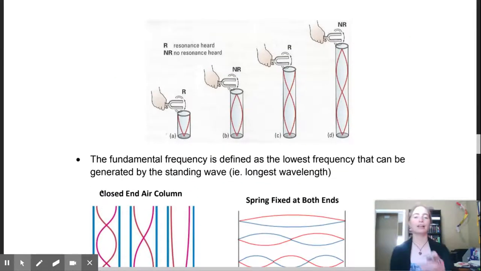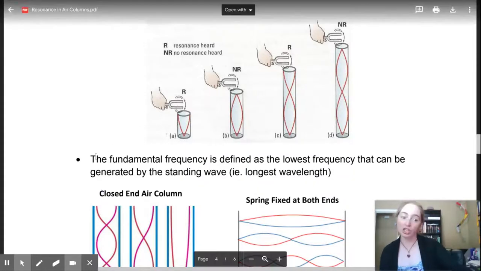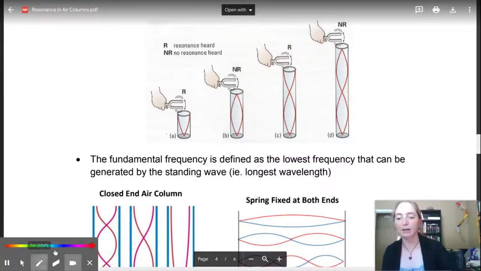So this is a classic example. We would have absolutely been playing with these in class if we weren't shut down, which is irritating me.